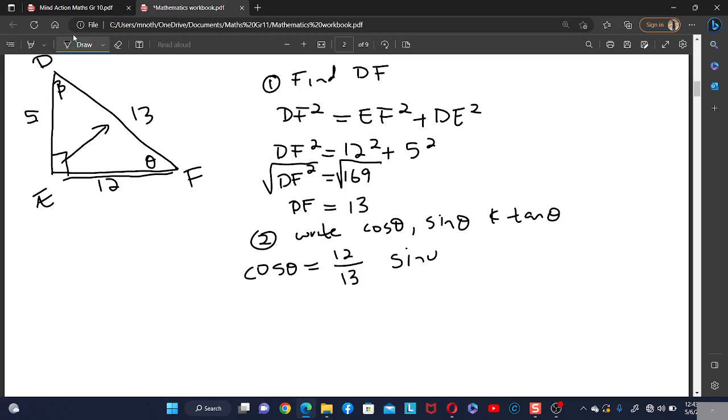And then sin theta is opposite over hypotenuse. The opposite side to theta is 5, and the hypotenuse is 13. And then we have tan theta, which is equal to opposite over adjacent. The opposite side to theta is 5, and the adjacent is 12.